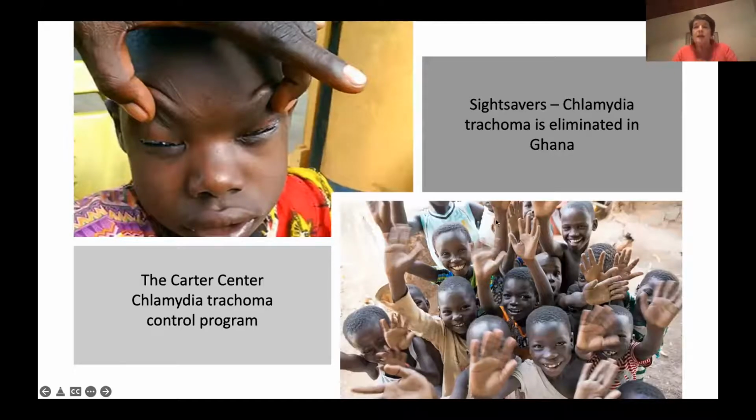In the Gambia and Ghana and Ethiopia and areas, the Carter Center has really done a great job of instituting chlamydia trachoma control programs. So you can see all these kids are really happy. Their eyes are not infected with chlamydia. And this is because they basically go into entire villages and give everyone antibiotics multiple times a year. And this has really been helpful to prevent chlamydia in these areas.